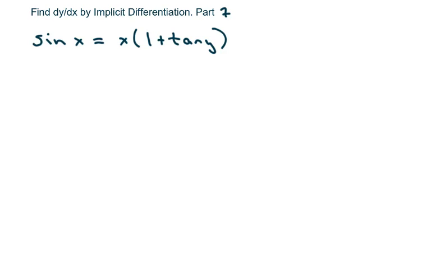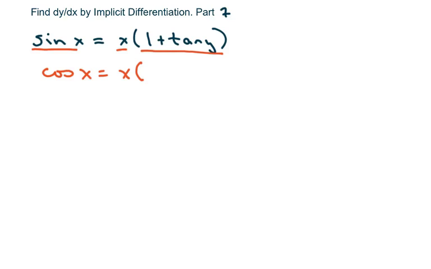Hi everyone, we're going to find the derivative of y with respect to x by implicit differentiation, and this one is really not too bad. We take the derivative of sine first, which is cosine of x, and then for this one I have two separate functions, so I'm going to use the product rule and write down the first function, x, and then I'm going to take the derivative of the second function.